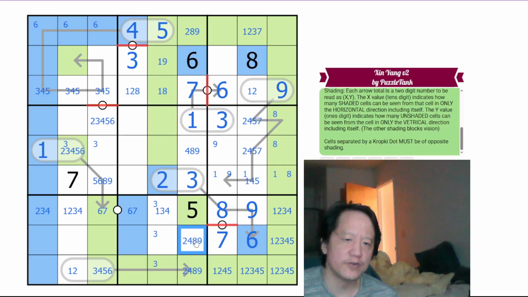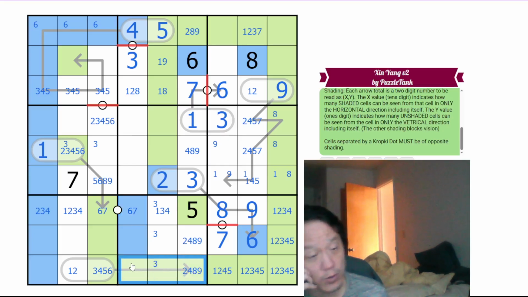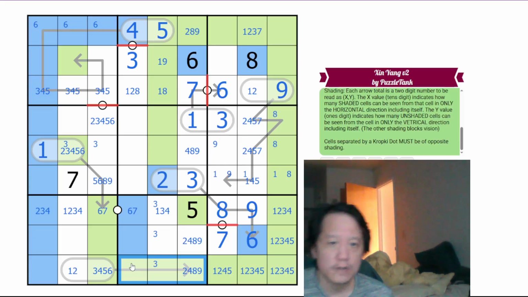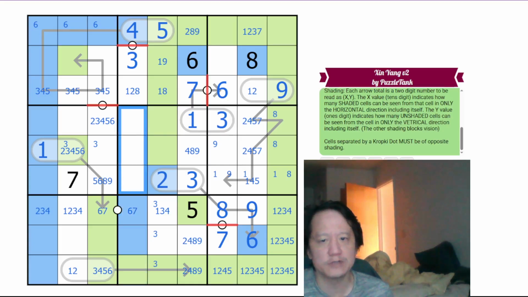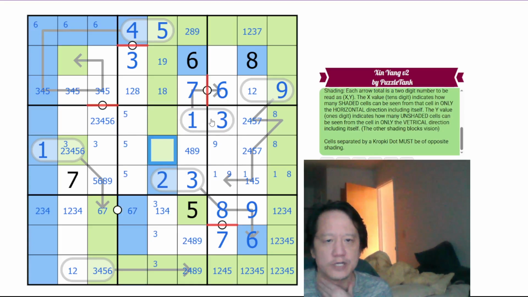So 6 and 7 in this lower central box cannot be here. So it must be either here or on the arrow, which is interesting. 5 in column 4 cannot be here because of 5 in the box, so 5 has to be one of those 3.